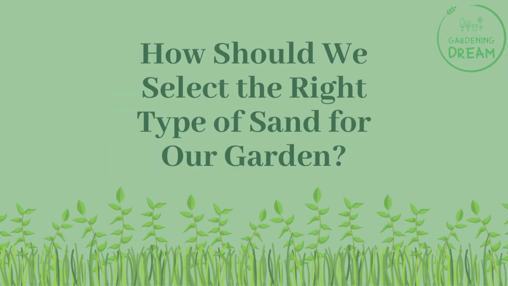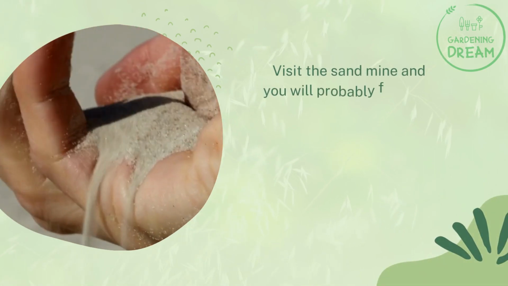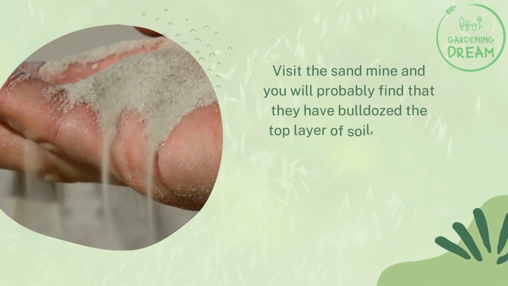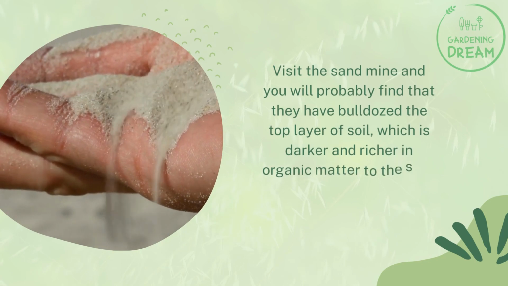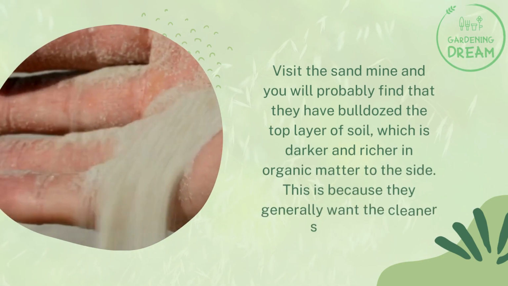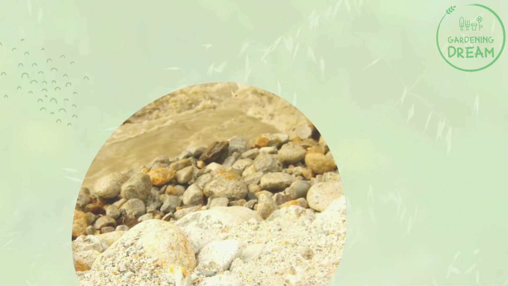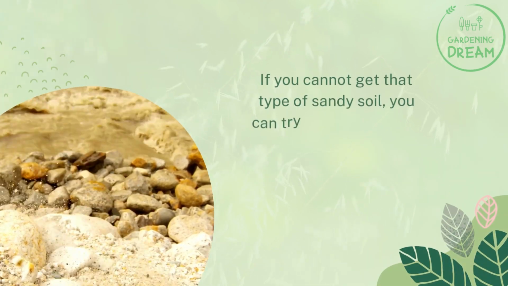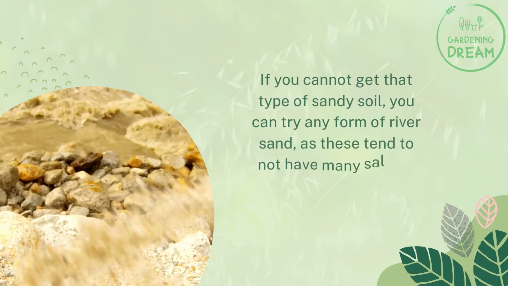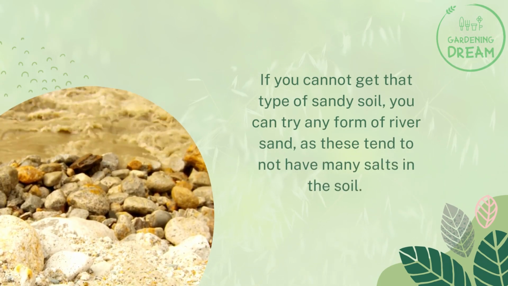How should we select the right type of sand for our garden? Visit the sand mine and you will probably find that they have bulldozed the top layer of soil, which is darker and richer in organic matter, to the side. This is because they generally want the cleaner sand below. If you cannot get that type of sandy soil, you can try any form of river sand, as these tend to not have many salts in the soil.